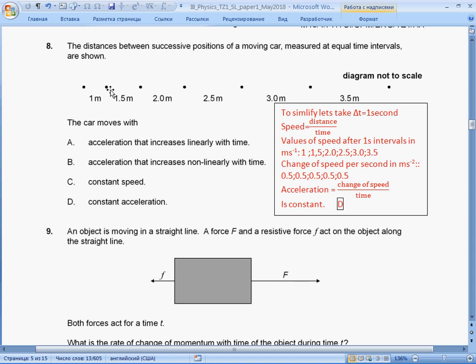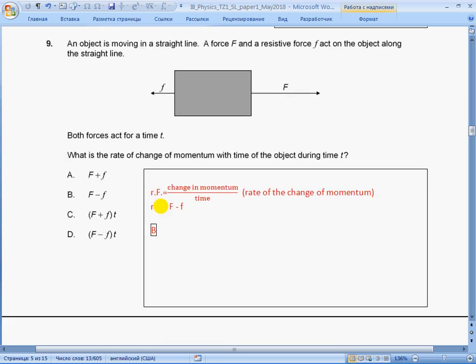And what about the change from this interval to another interval? 1 second passed, and the change is 0.5 meters per second. 0.5, and the change of speed per second is acceleration. So we see that we have constant acceleration, so we choose answer D.